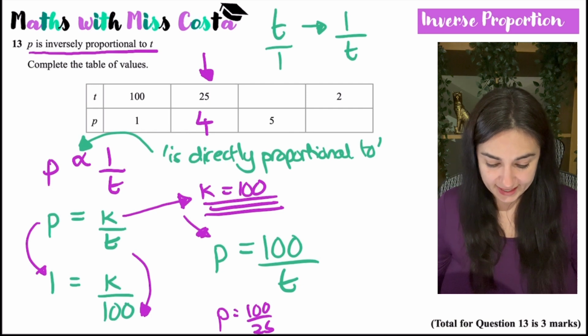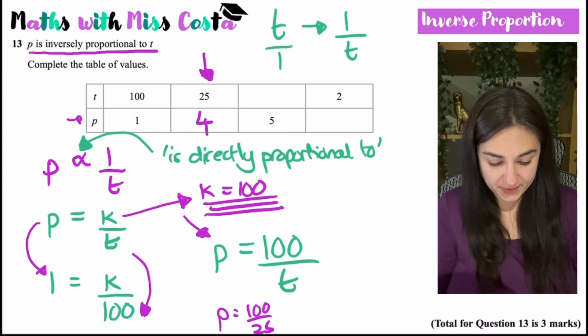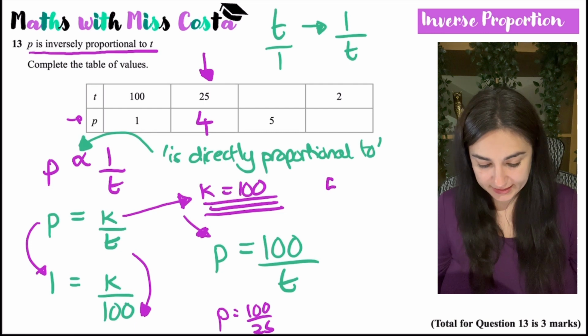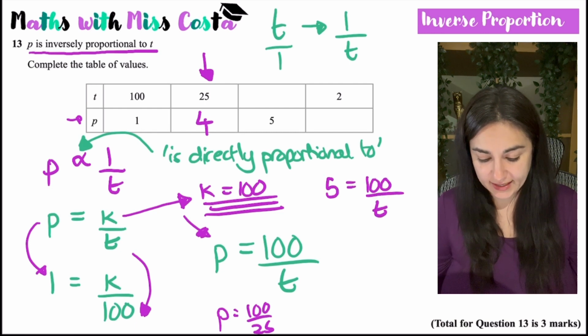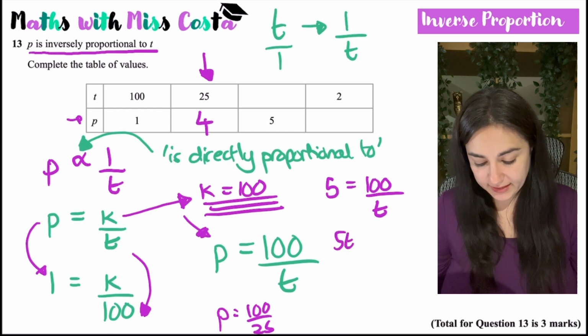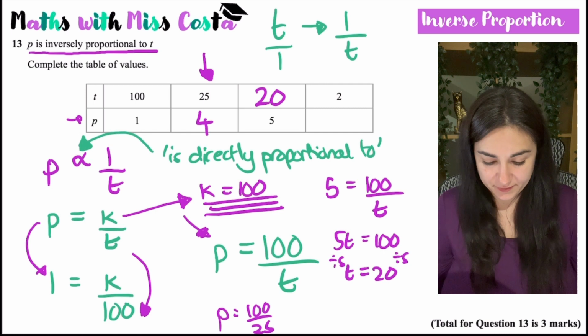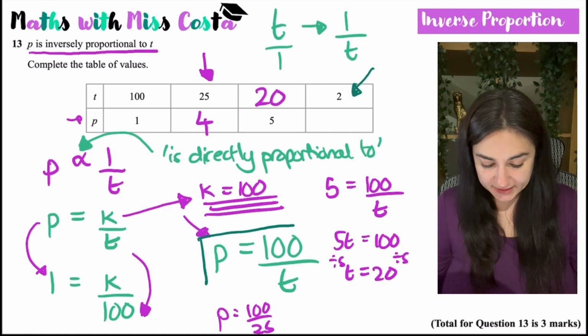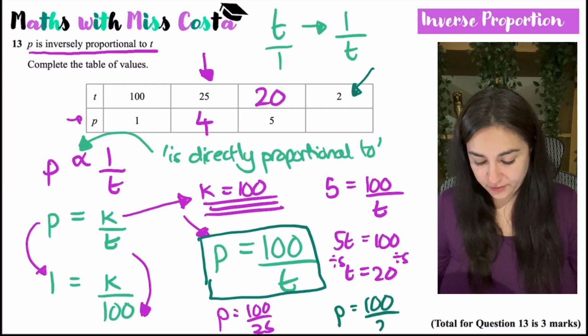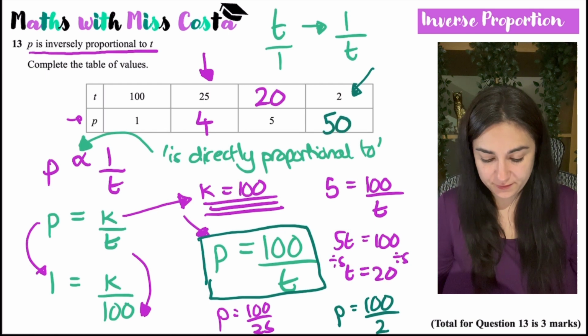Then I can do the same for when P is 5. So I'd say 5 equals 100 over T. I rearrange the equation, so 5T equals 100, and therefore T must equal 100 divided by 5, which is 20. And then for the last bit, I do exactly the same. So when T is 2, I substitute into this general formula. P is going to be 100 over 2, which is 50.